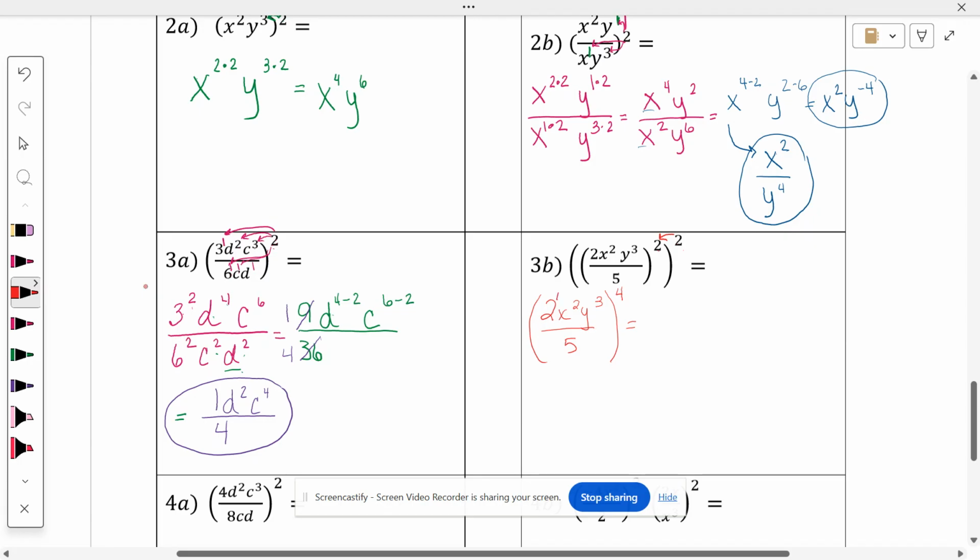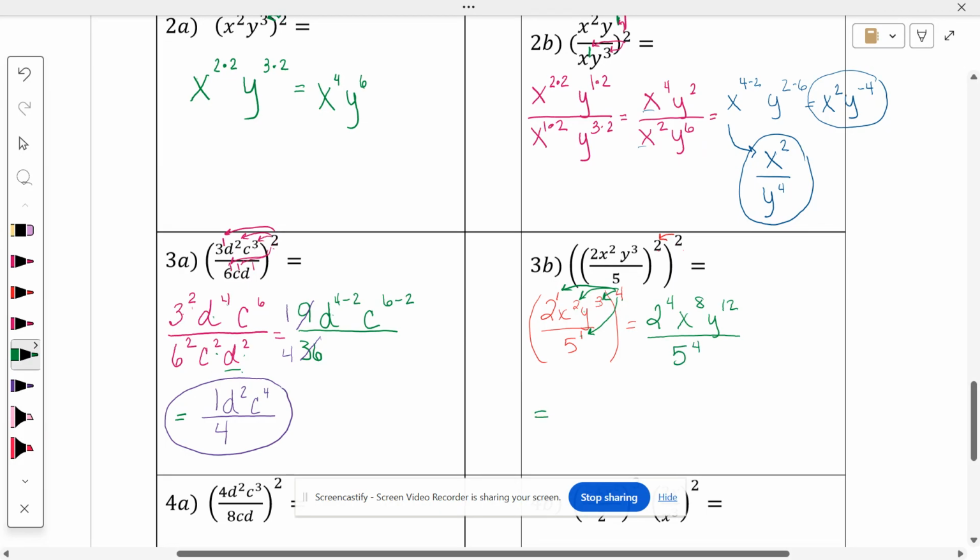I'm going to add my exponents on my coefficients, 2 to the first, 5 to the first. And now I'm going to distribute that power of 4 to everything inside my parenthesis. So that leaves me with 2 to the 4th power, x to the, well, 2 times 4 is 8 power, y to the 3 times 4 is y to the 12th power, over 5 to the 1 times 4 is 5 to the 4th power.